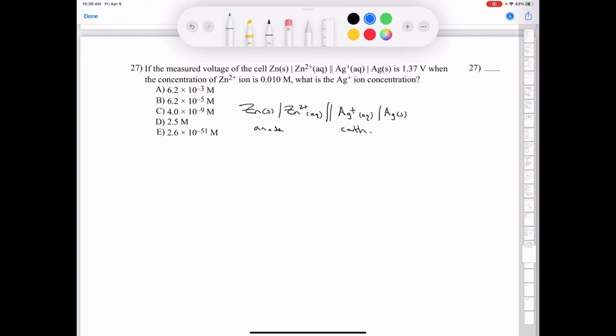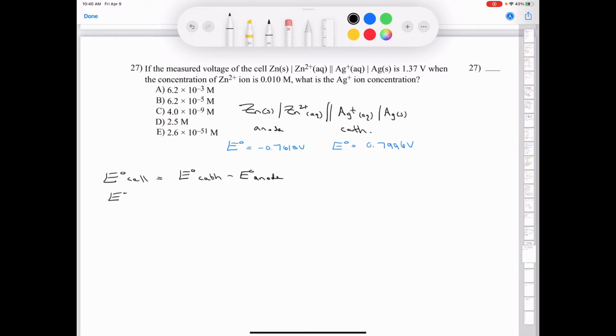And I went ahead and looked up the standard reduction potential for the zinc 2+ ion, and I get negative 0.7618 volts. I did the same thing for the silver, and I get that my standard reduction potential for silver is 0.7996 volts. And so I can calculate the standard cell potential, E naught cell, which is equal to the standard reduction potential of the cathode, subtract the standard reduction potential of the anode.